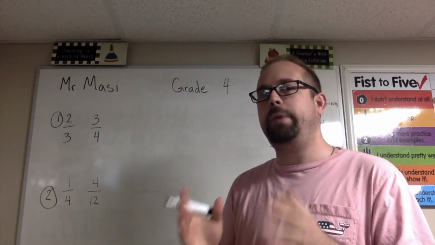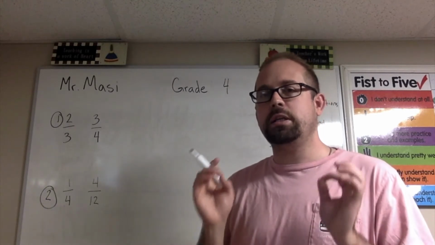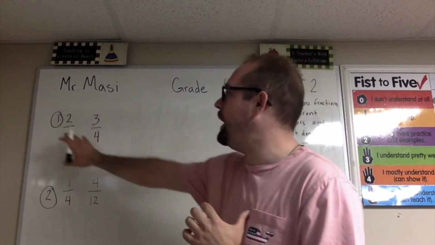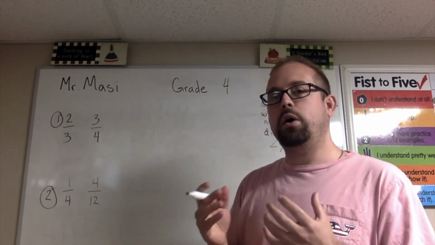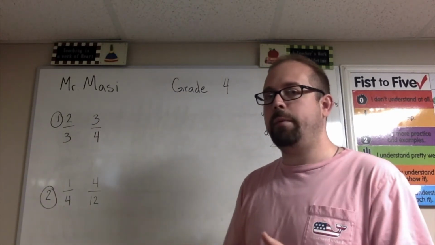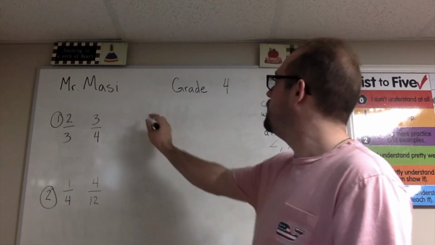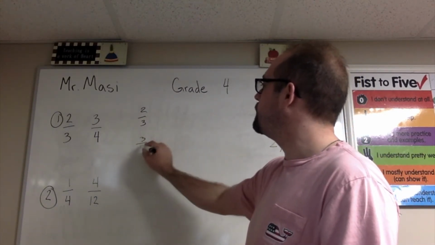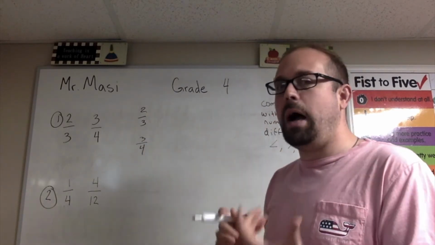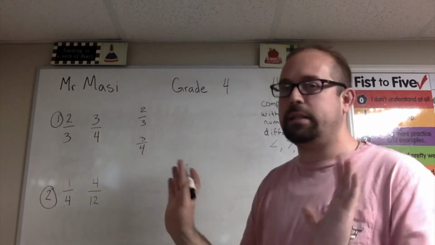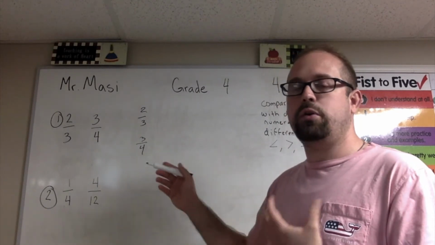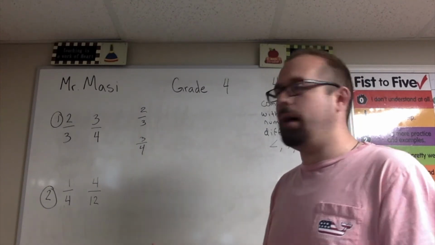In order to compare fractions, you must have the same denominator. So I need to make these equivalent with the same denominator. So let's take a look at how we should do that. 2/3 and 3/4. Now when I look at my denominators, I know 3 and 4 are not the same number. So I need to figure out a number that I can create to have the same denominator.